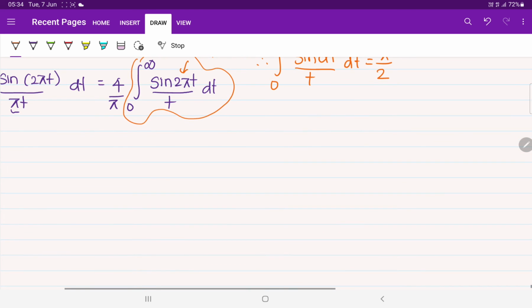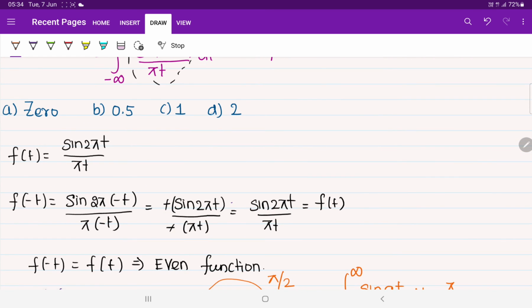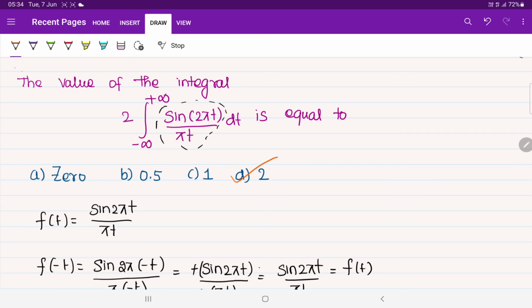What will you be getting? If we do that, in front of the equation we have 4 by pi. I am going to replace the integral by pi by 2. So automatically pi will get cancelled. 2 times 2 will give you 4. So the correct answer is 2. Go back to the options, cross check whether 2 is there or not. See how simple our integration becomes finally.